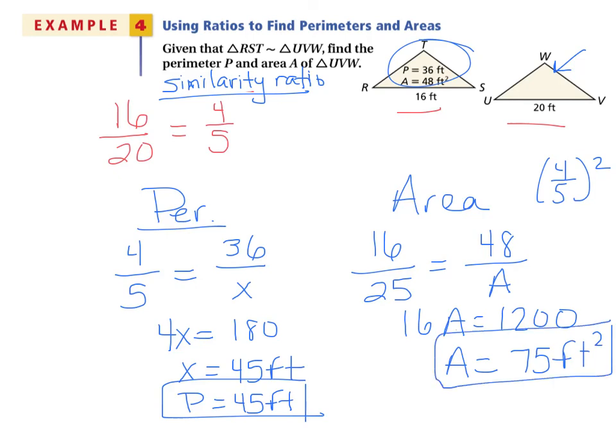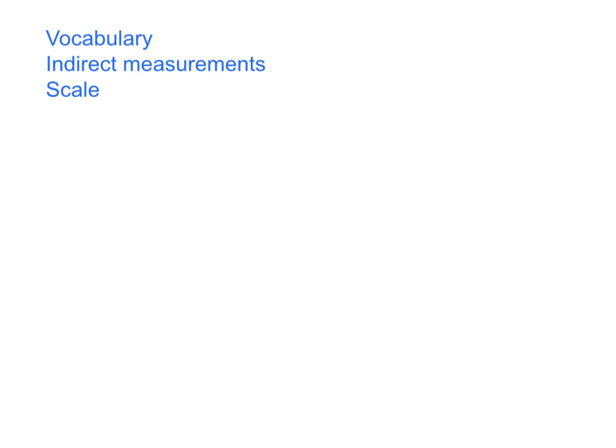So we can use the ratio of the area and the perimeter to find the actual perimeter and area of different shapes. The only two vocabulary words that I would expect you to know would be to know what an indirect measurement is and what scale means.